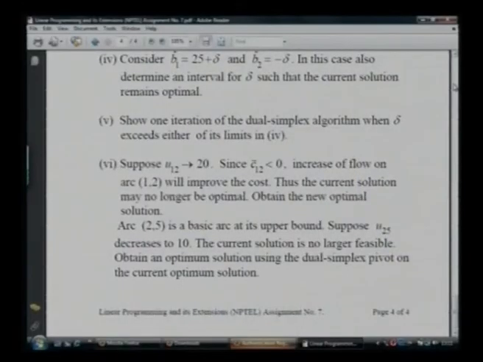And then arc 25 is a basic arc. Last part: arc 25 is a basic arc at its upper bound. Suppose U25 decreases to 10. This I have not discussed in that lecture, but now you surely have all the tools to handle this problem also. So now U25 is decreased to 10. So the current solution is no longer feasible. Obtain an optimal solution using the dual simplex pivot on the current optimum solution, because the current solution has become infeasible, and see if you can handle this part also.